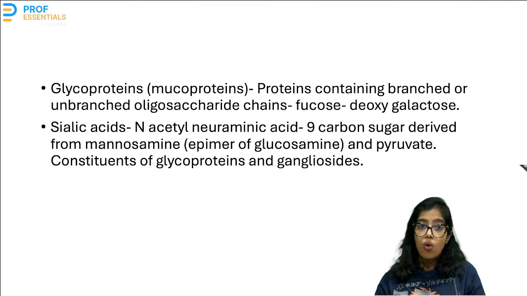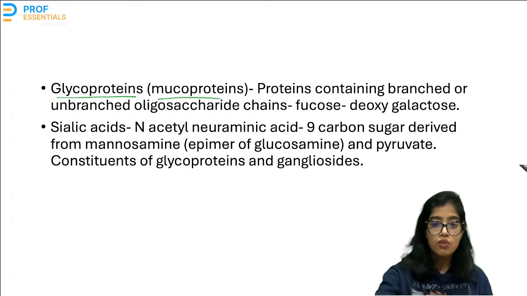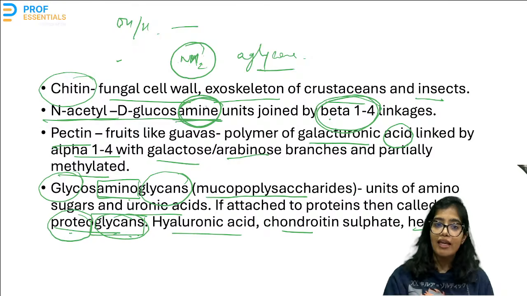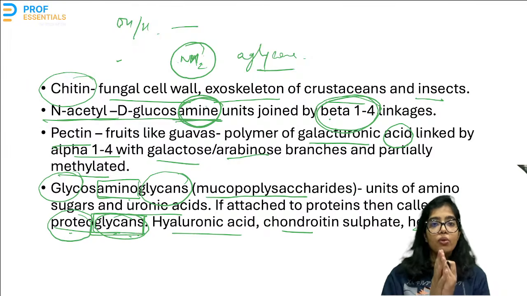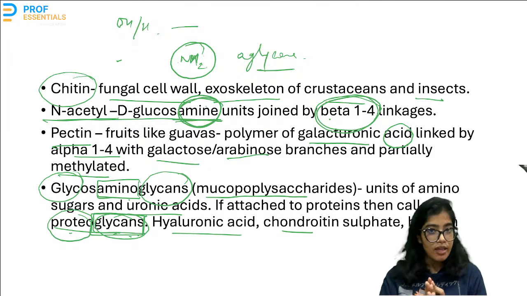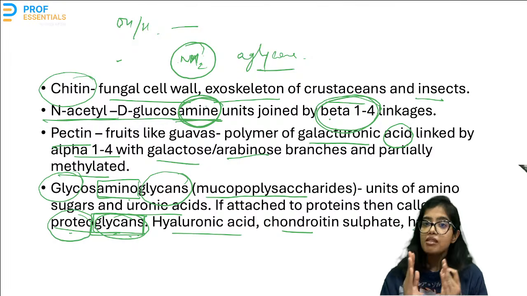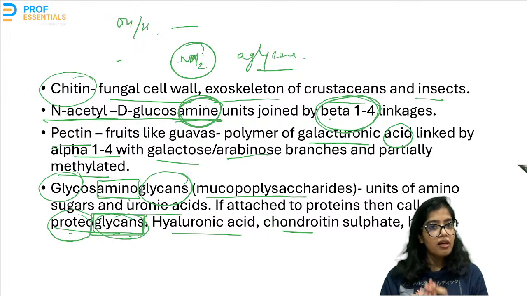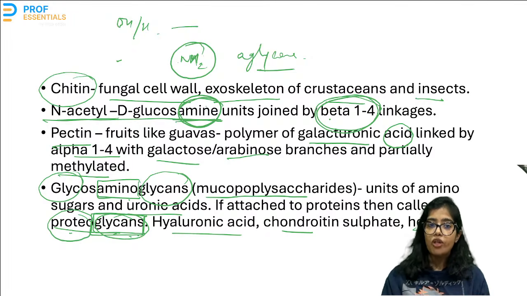Next is glycoproteins or mucoproteins. So those were proteoglycans. Proteoglycans means the surname is glycan. So you can have different names. So you, your brother, your sister will have different names, but you will have the same surname. You belong to the same family. So if you have the same surname, you will belong to the same family. Your names can be different. Similarly, the surname here is proteoglycan.